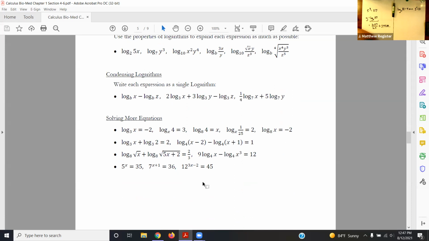These get a little bit more interesting, solving equations. Let's try one of these. I'd like to try one. The one that looks fun would be this one right here. So let's try that one. Log base 4 of x minus 2 minus log base 4 of x plus 1 is equal to 1. That one looks like an interesting problem.